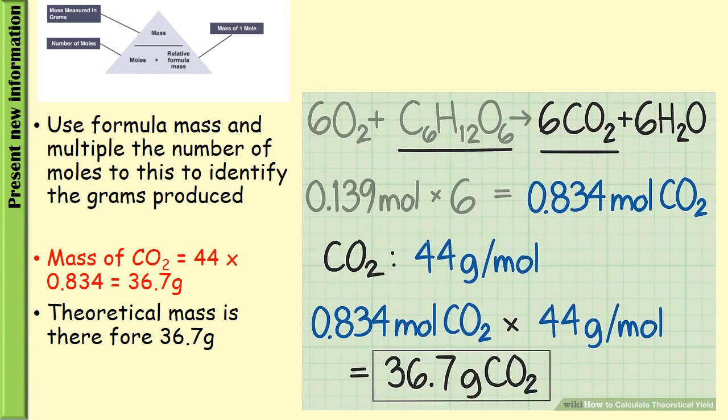So using the formula mass and multiplying by moles, we're rearranging that triangle. We can say, theoretically, the mass of carbon dioxide produced is going to be 0.834 times 44, which is the Mr of CO2, and we should produce 36.7 grams of carbon dioxide.